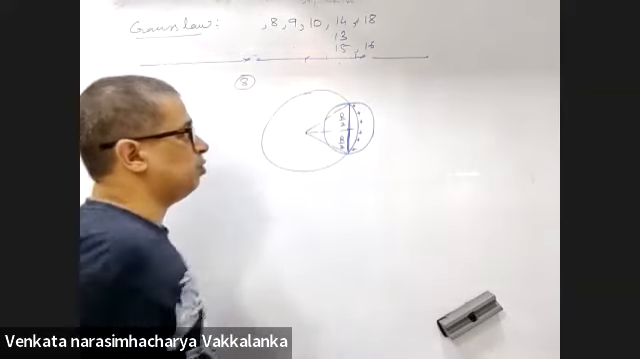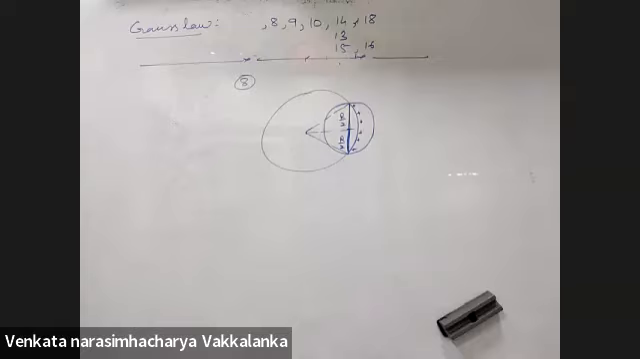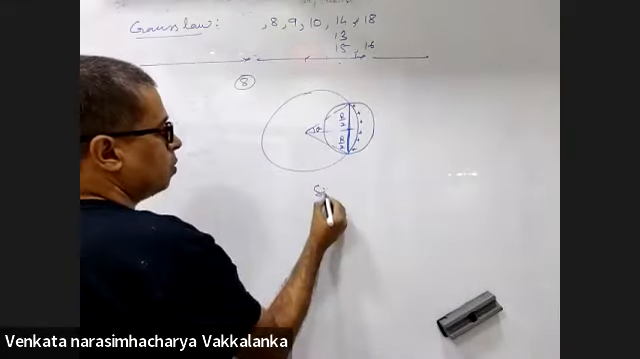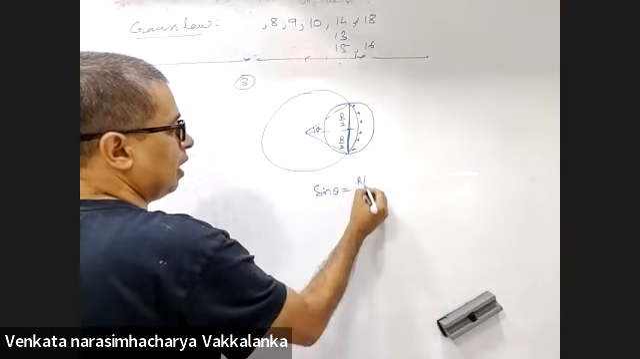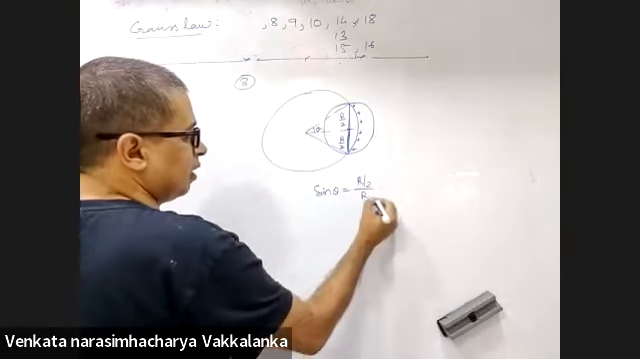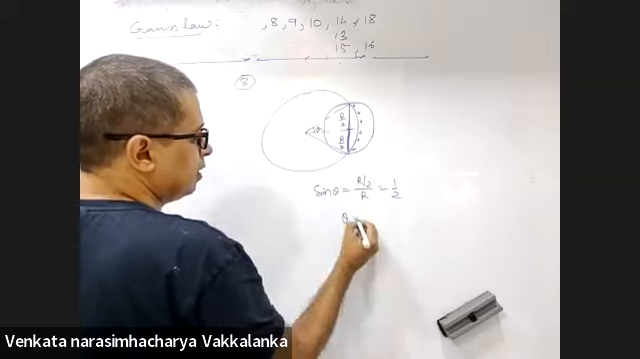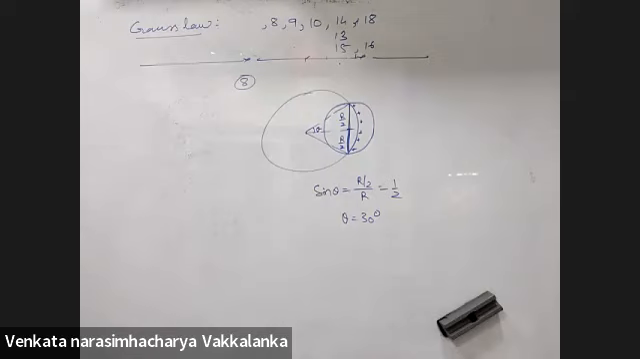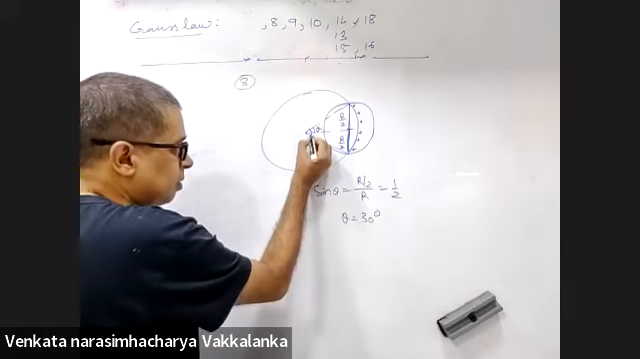Actually, the problem is over from here. Calculating theta is not difficult for you. Sin theta is R by 2 by R, which is 1 by 2. Theta is 30 degrees. Agreed? Yes. So this total angle will be 60 degrees.